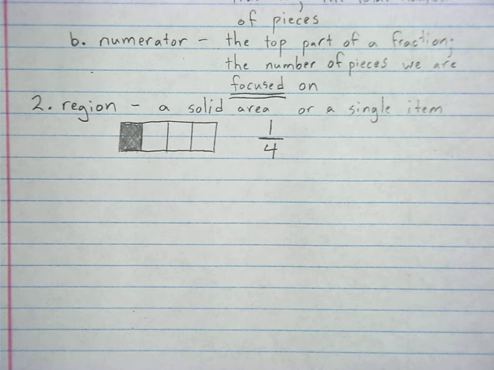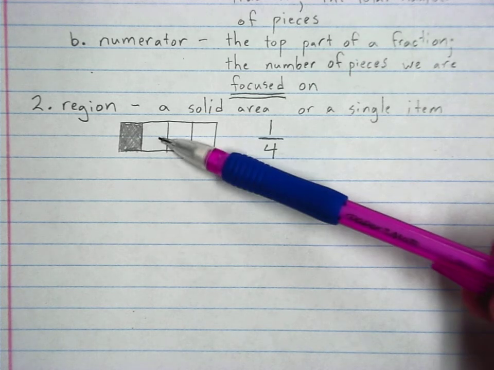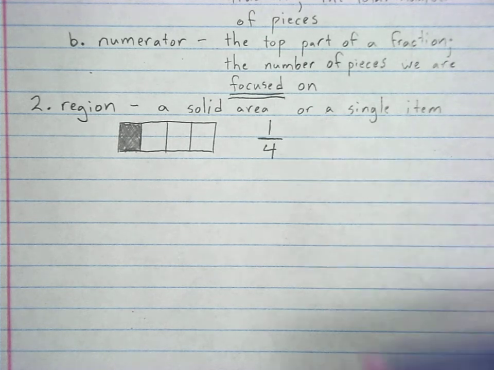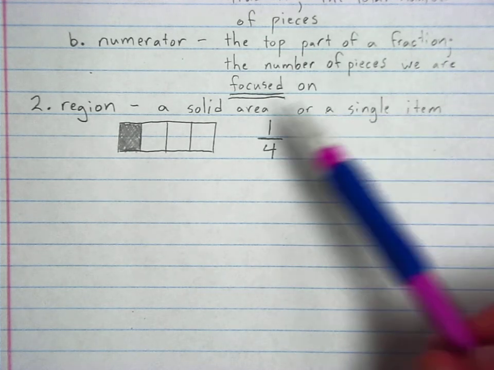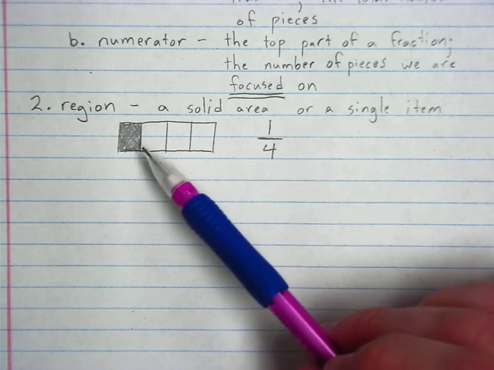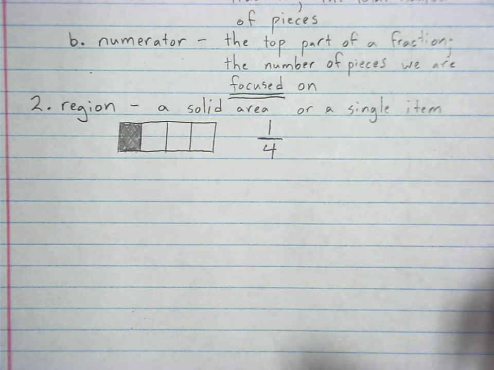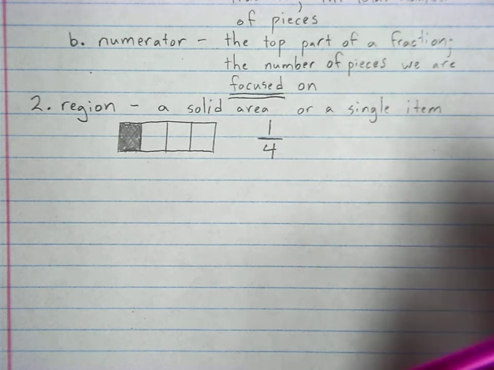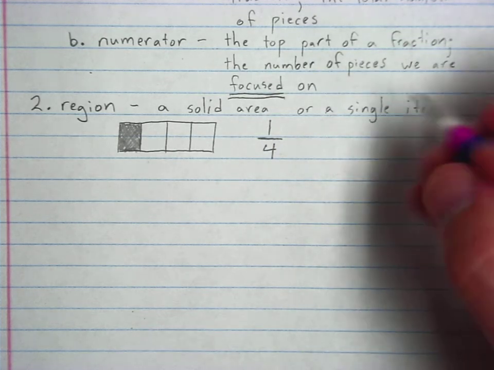Now a different question, how many pieces are unshaded? You have to be careful. If I had asked how many pieces are unshaded, now I'm focusing on these ones, so it would be 3 out of the 4, 3 over 4. So do not think that focus always automatically means shaded. Read the question carefully. Your numerator, your focus, is just whatever you're talking about or being asked about.